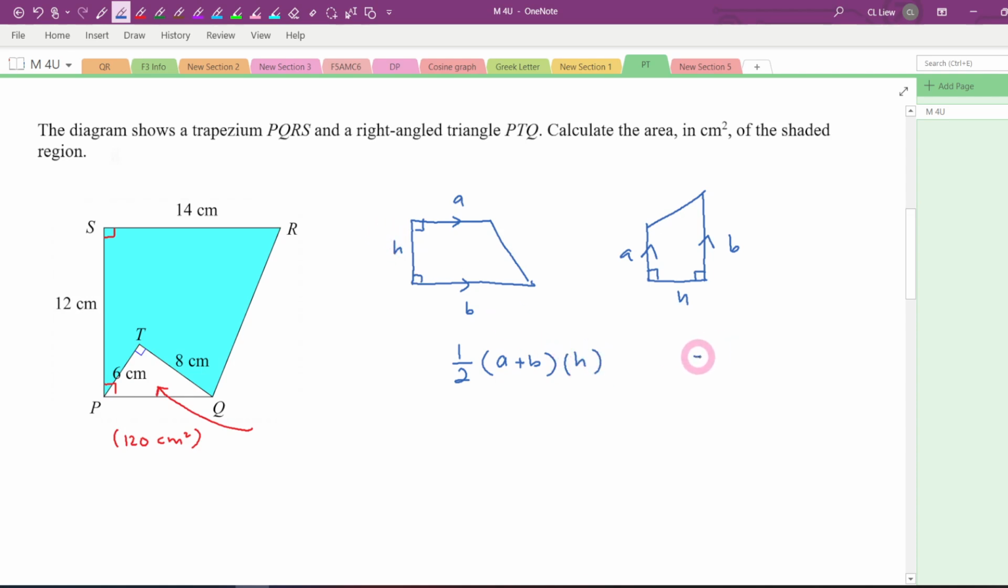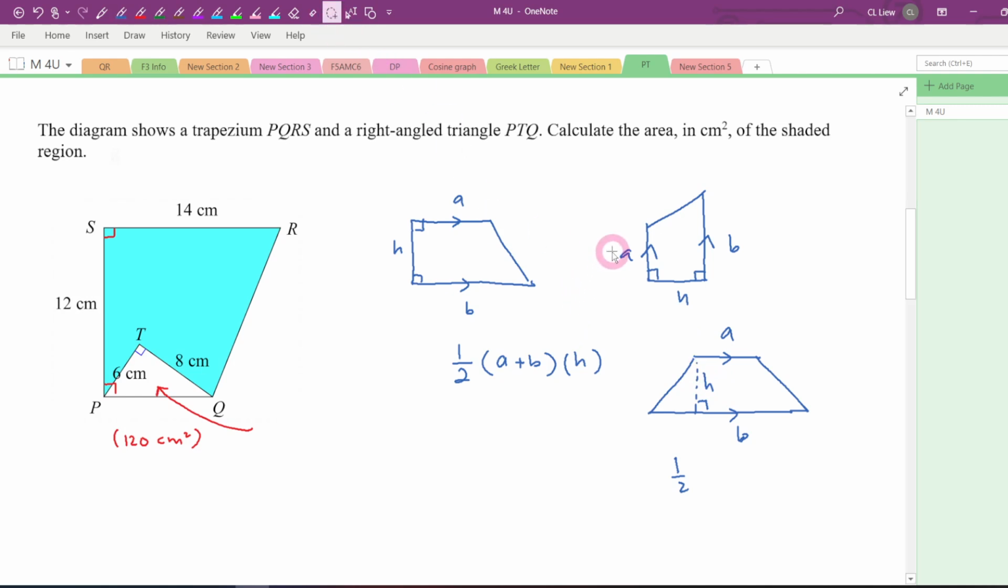So let's say if you had another trapezium that looks like this. This and this side are the sides which are parallel to each other. 1 over 2, same thing, 1 over 2 times A plus B times the height. The height is always the perpendicular height, so the height will be here. Okay, this is a way for us to find the area of a trapezium.